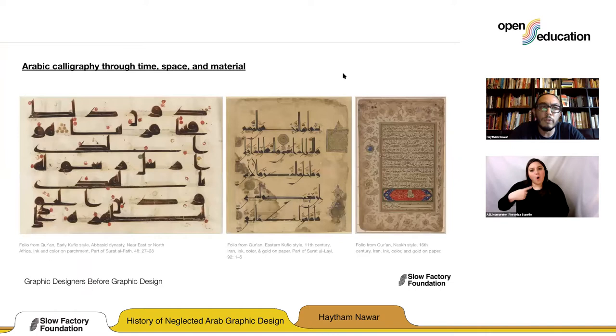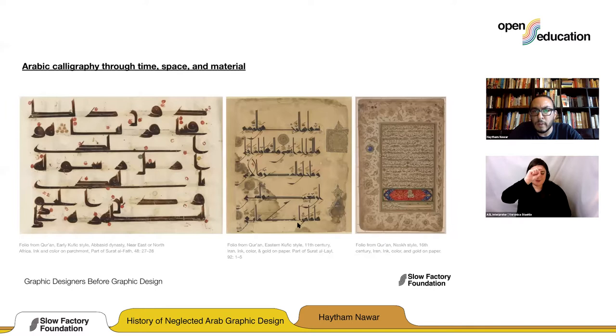So from all Islamic periods, there are plenty of resources related to Arabic calligraphic styles, some of which you can see now on the screen. From left to right, the folio from early Kufic style. And then you have also the Eastern Kufic style, which is the same family, but it's a little bit different in the middle. The first one is actually in North Africa, mostly in Egypt. And then the second one is from Iran.